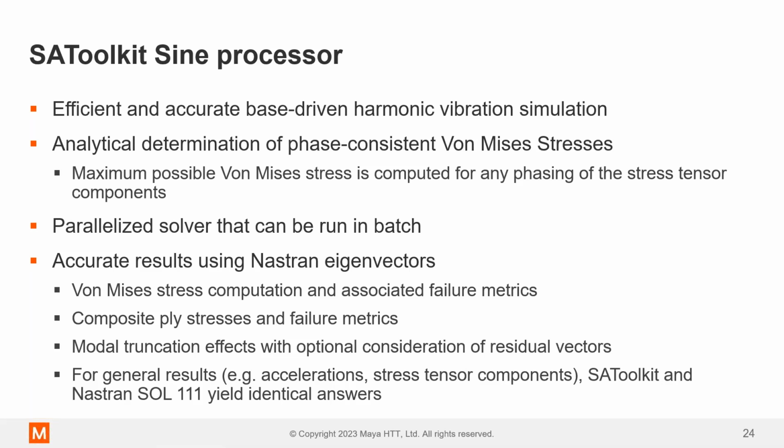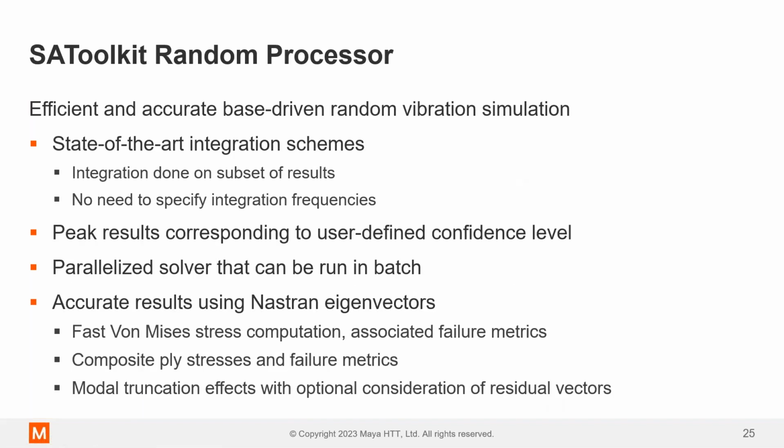It's parallelized and it can run in batch. It's part of what makes it fast. And again, it gives accurate results with the Nastran eigenvectors. And the key point at the bottom here is that for all the general results that something like Nastran solution 111 can create, acceleration, stress, tensors, SA Toolkit gives the exact same results.